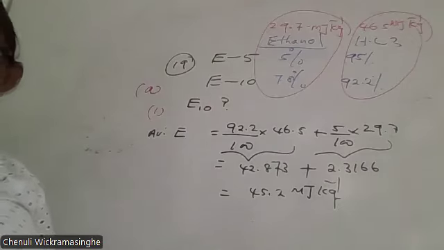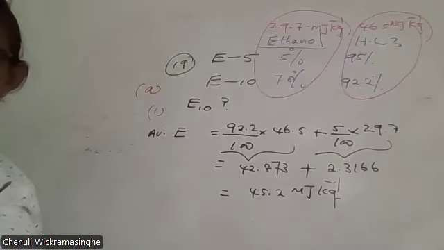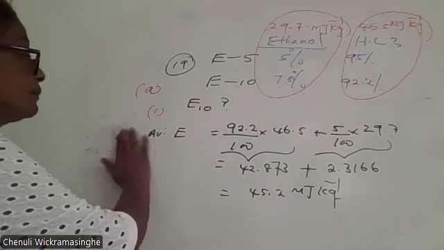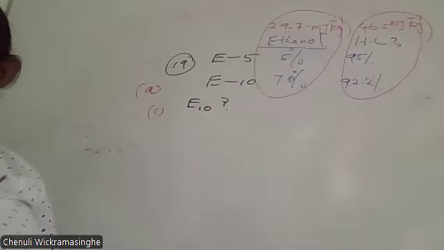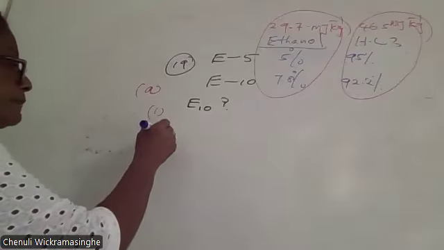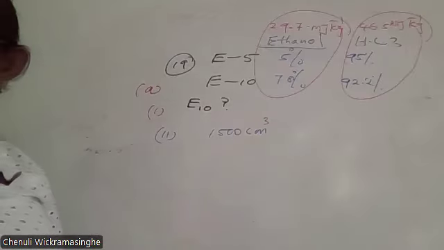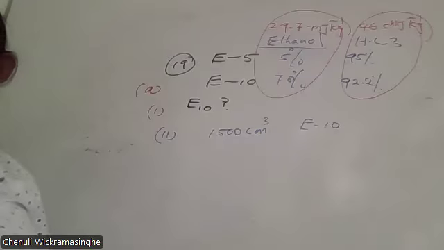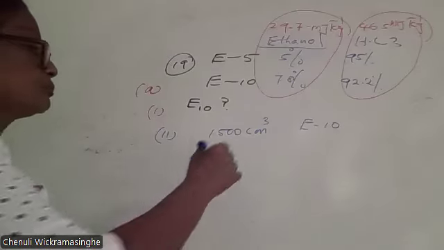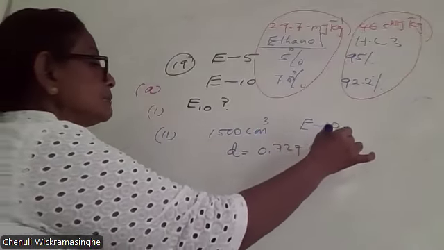And the second part of the question says energy density of an E10 fuel. So the mean energy is 45.2 megajoules per kilogram. We did the first part. The second part asks: find the mass of 1500 centimeter cube of this E10 fuel. It has a density of 0.729 gram per centimeter cube.